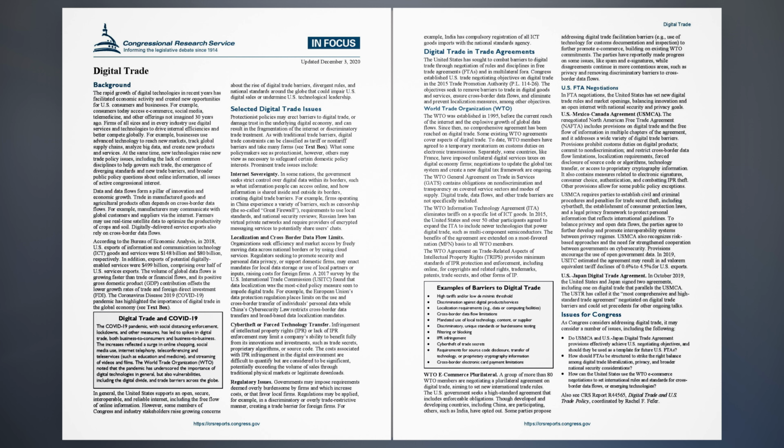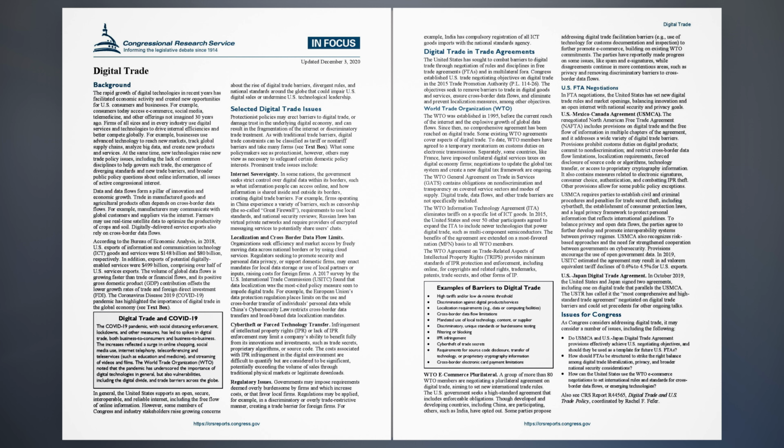In October 2019, the United States and Japan signed 2 agreements, including one on digital trade that parallels the USMCA. The USTR has called it the most comprehensive and high-standard trade agreement negotiated on digital trade barriers, and it could set precedents for other ongoing talks.